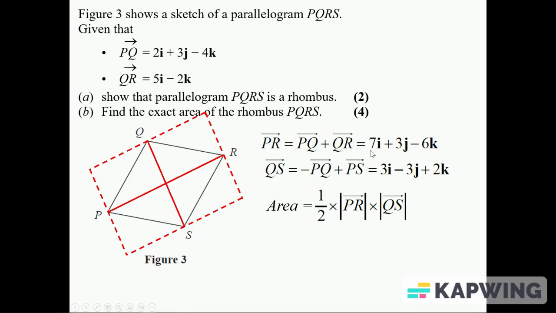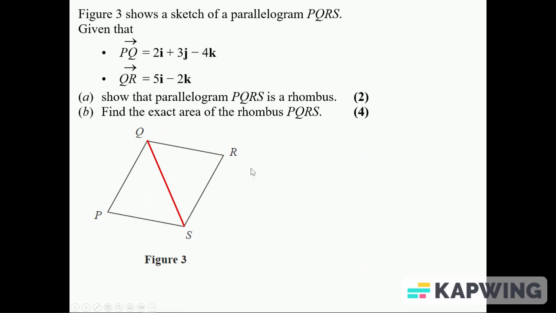The length of P to R: square them and add together, I get root 94. Square these, add them together, do the square root, I get root 22. So the length of P to R is root 94, and Q to S is root 22. When I multiply those together and halve it, I get the exact answer is root 517.